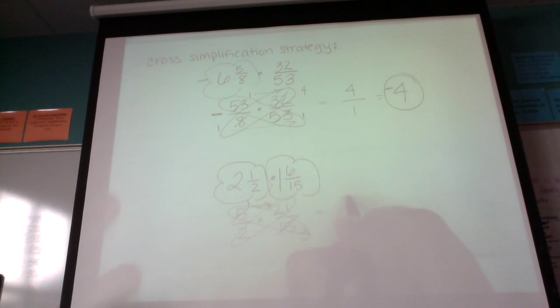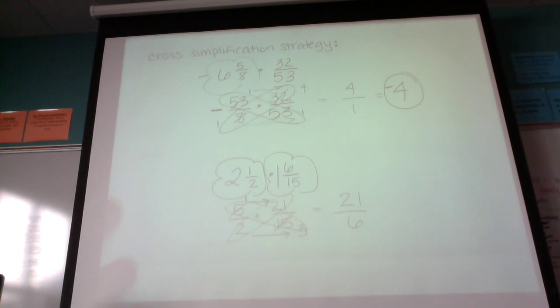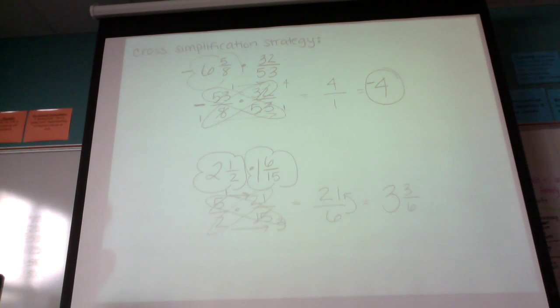So 1 times 21 is 21. 2 times 3 is 6. Now I just have to simplify there. How many times can 6 go into 21 without going over? 3 whole times. How many are left over then? 3 over 6. And I know that 3/6 can be simplified to a half, so my answer is going to be 3.5 there. So see, sometimes even if you cross simplify, you will have to simplify again.